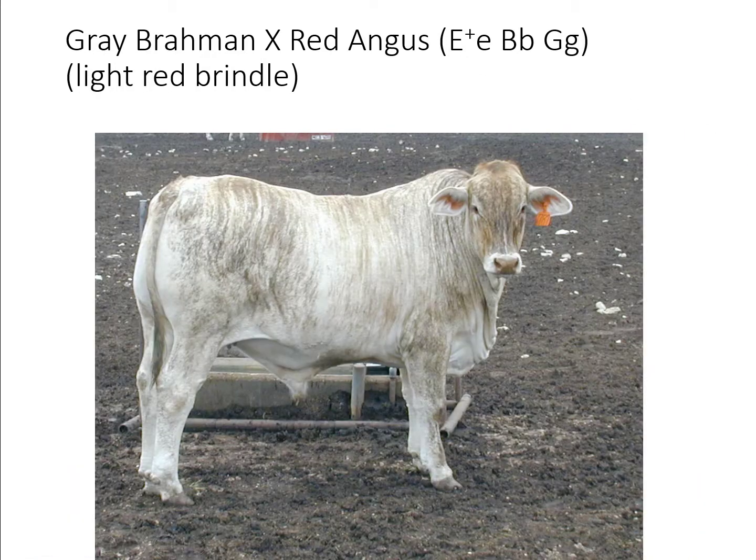So next we have a gray Brahman crossed with a red Angus. For this one, this is a variation of what we just saw. So this one is a light red brindle.